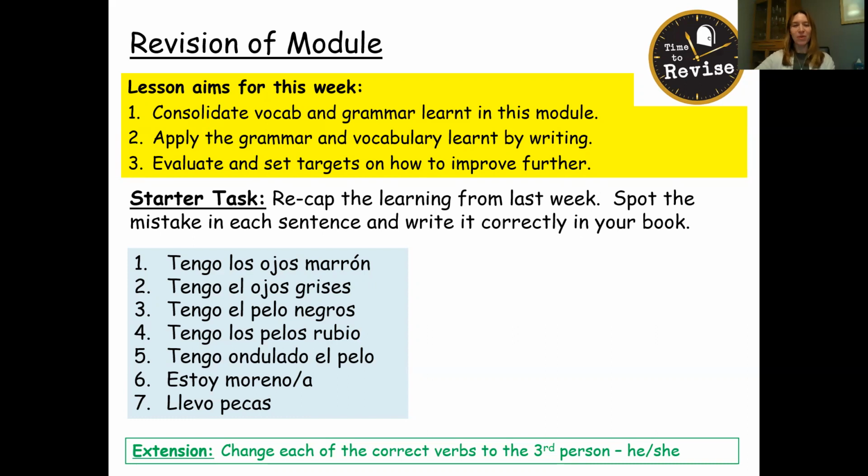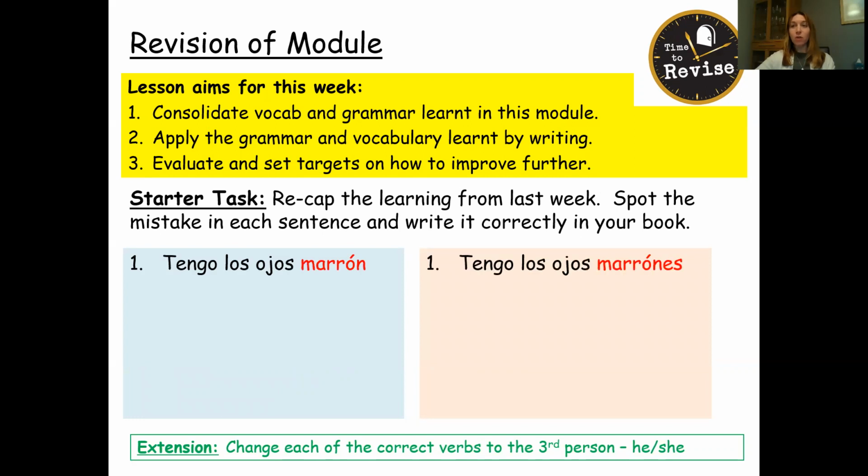Muy bien, let's see how you got on. It's always quite a tricky one to spot the mistake, but it's really good for your learning. So let's see how you did. So the first one you hopefully identified, the mistake was with marrón. It should be marrones. Tengo los ojos marrones. And it's marrones because eyes are plural, so we have to agree the adjective to the plural noun. Número 2, it's not tengo el ojos grises, it's tengo los ojos grises. It's los the eyes, not the eye.